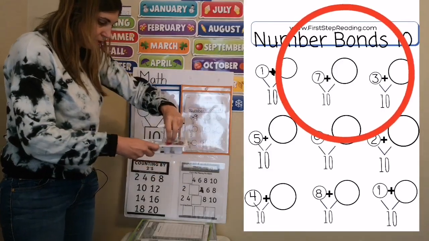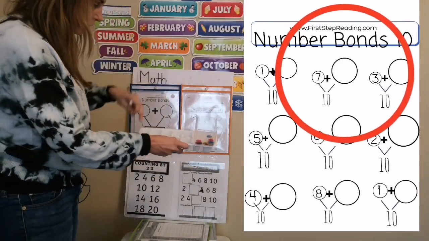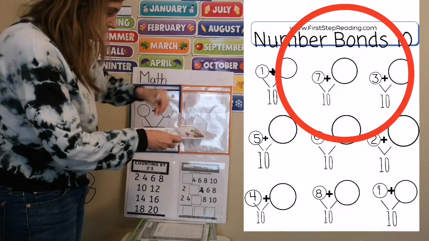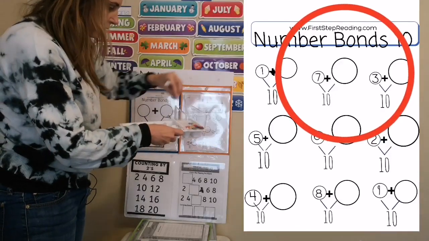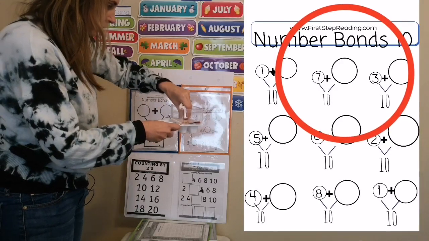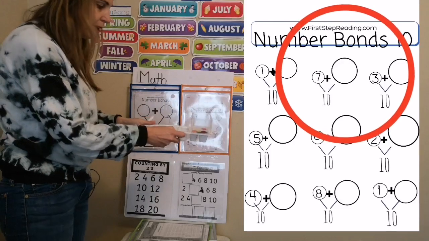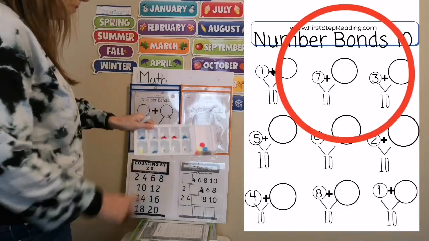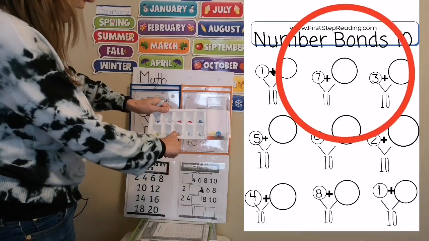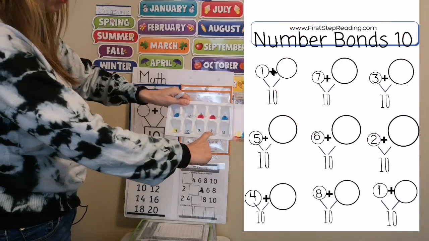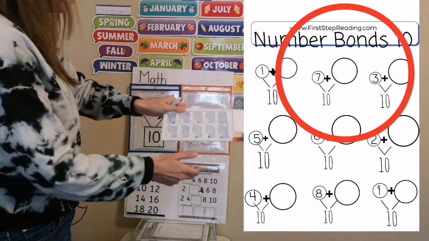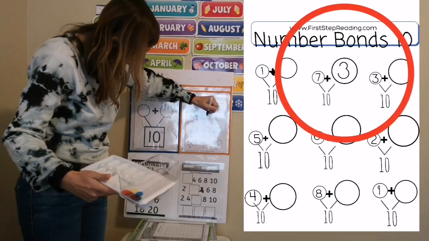So 7. So now I have to put 7 in my 10 frame. 1, 2, 3, 4, 5, 6, 7. Now I count how many boxes are left. 1, 2, 3. And that is my answer. 3 more until they're full.